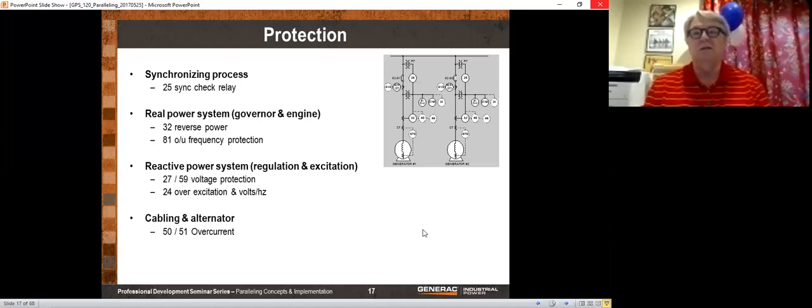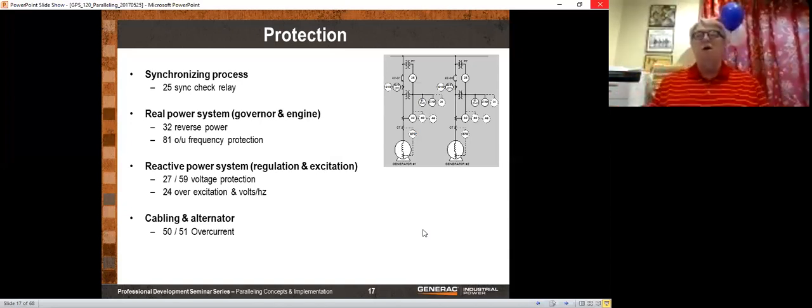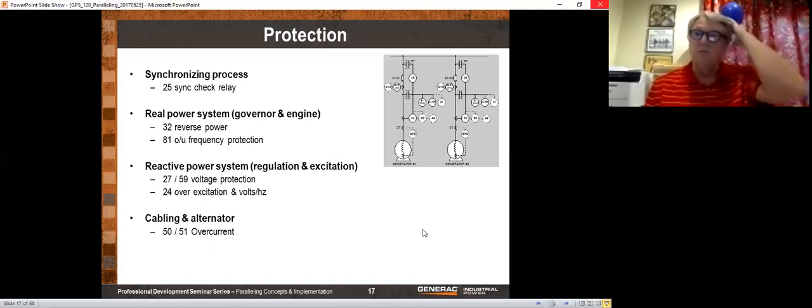But a parallel system has to have synchronizing relays, reverse power relays, over and under frequency protection, over and under voltage protection, over excitation, volts per hertz protection, instantaneous overcurrent, time delay overcurrent, and so forth. Now, I go back a ways, and in my day, I'm talking about 1980 when I started working, all of these relays were separate relays. They were all mechanical, a lot of them operating on induction discs. And a sync check relay would be one relay, a reverse power relay would be another relay. And so if you'd look at the panels and switchgear, you would see all these relays on the switchgear in these black boxes with glass fronts.